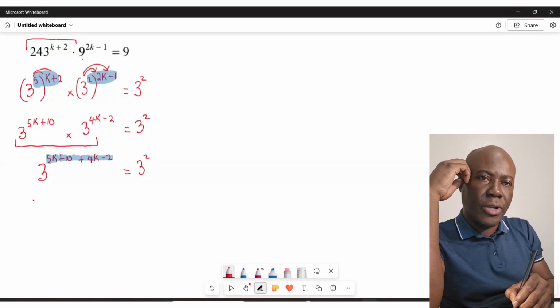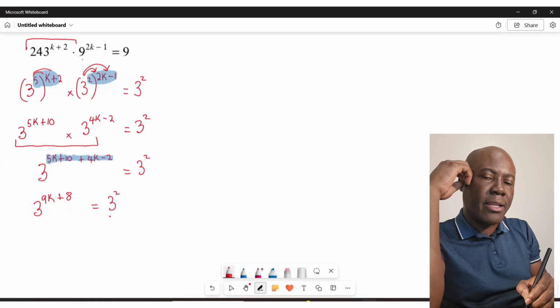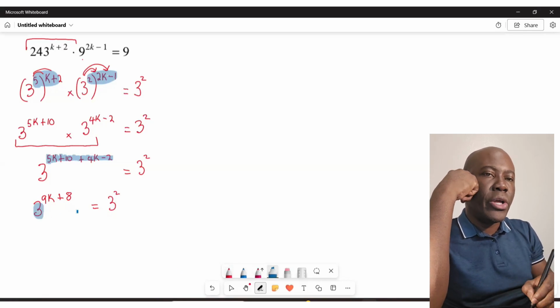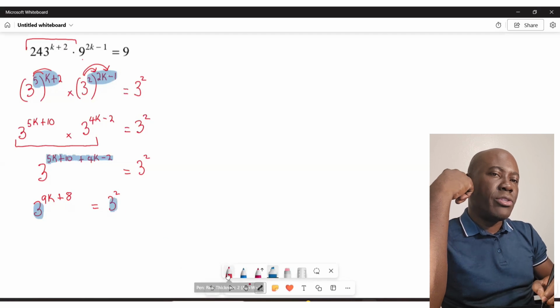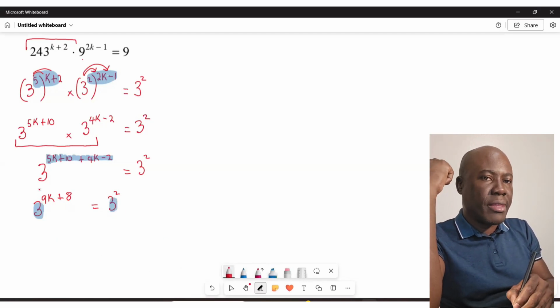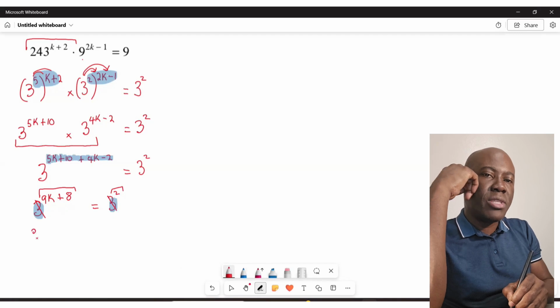So in simplifying that, we're going to have 3, but 5k plus 4k will give us 9k. Positive 10 with a minus 2 will give us positive 8. And this is equal to 3 raised to the second. Again, we're looking at having the same base on both sides here. So if we have the same base, then we can logically conclude that this has to equal to this. So we could drop the bases basically and solve using the exponent.